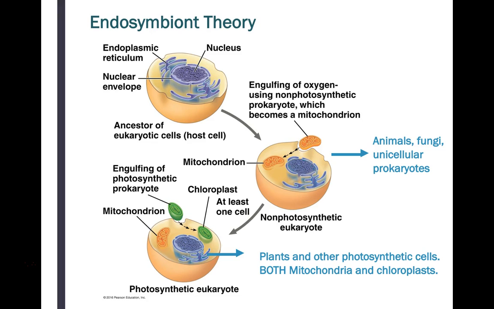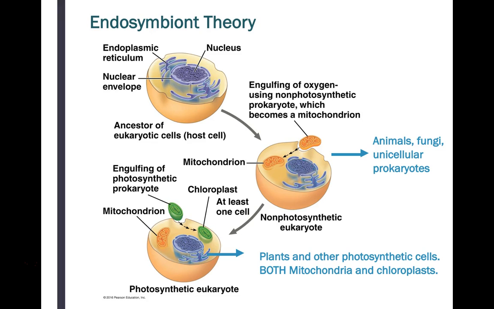At least one of those cells went off and decided to engulf something that was an ancestor to a chloroplast. So this would have been a photosynthetic bacteria. And just like with the mitochondria, instead of breaking it down, it formed a symbiotic relationship. So this would have gone on to evolve into the plant line, and the line that contains other photosynthetic cells, so all of the photosynthetic eukaryotic cells. Those cells have both the mitochondria and the chloroplast.